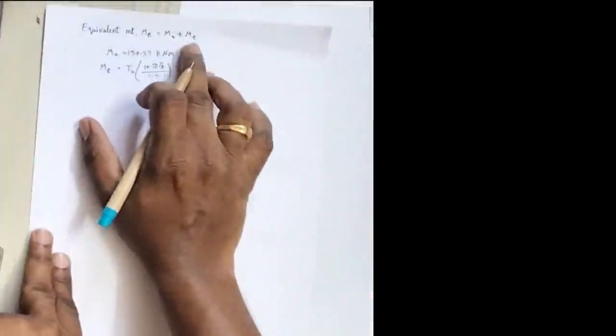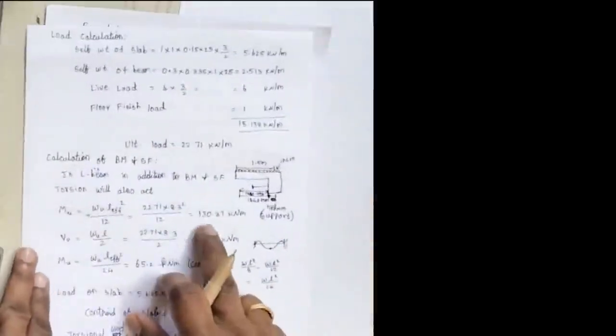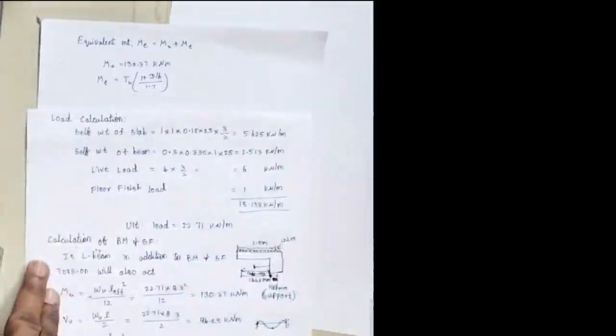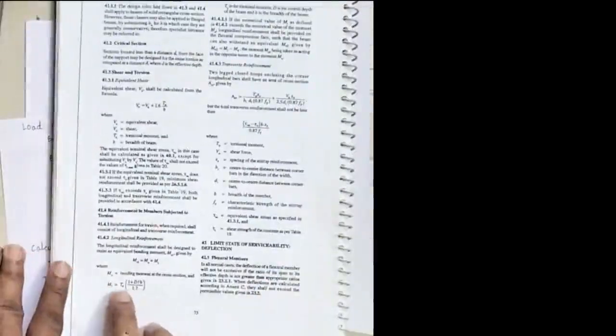So equivalent moment is ME equal to MU plus MT. In this code book, we have from the previous step MU equal to 130.37, and I have written that here. In order to calculate the MT value, I need to use the formula given in our code book, page number 75: MT equal to TU into 1 plus D by B divided by 1.7. So I have written that here.